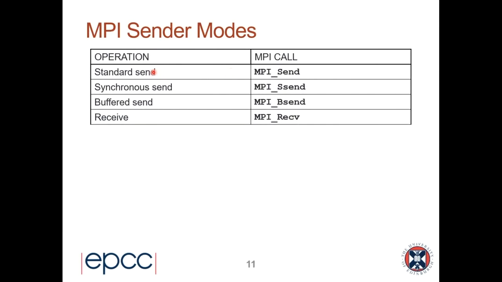So the sender modes: standard send is MPI_Send, synchronous send is MPI_Ssend. As I said, this is the one you should use in all your examples, although real programs will tend to use MPI_Send. I'll explain why. When you're learning MPI, you should use MPI_Ssend. Buffered send is MPI_Bsend, and receive is MPI_Recv. So in the exercises from now on, unless I say otherwise, I expect you to use MPI_Ssend and MPI_Recv.